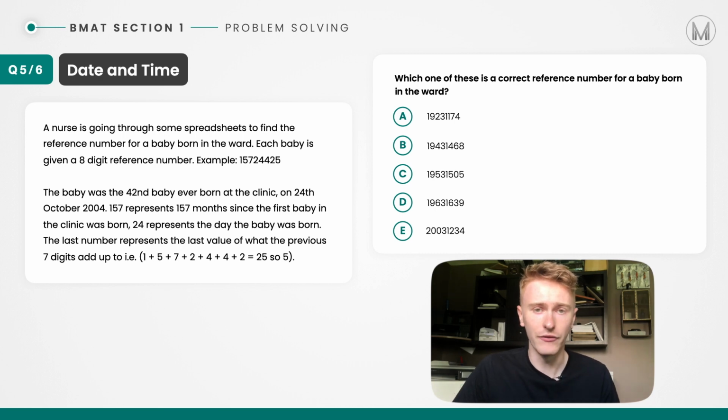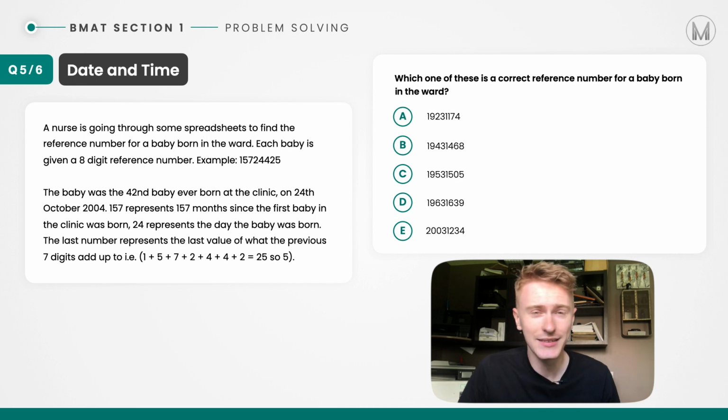The first few digits, therefore, the first three represent the month since the first baby was born, and then the following two represent the day of that month. So it seems like a legitimate reference system, and we just have to apply it to these numbers here, and in particular try and rule out 4 out of 5 of them.